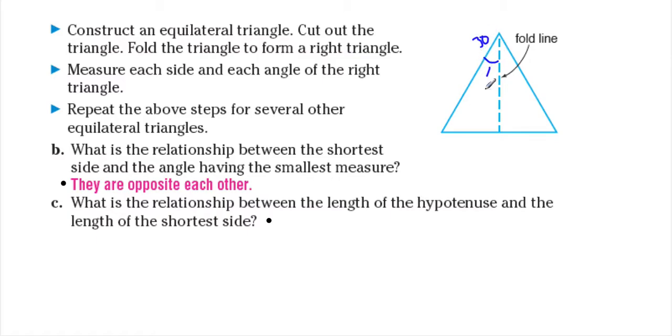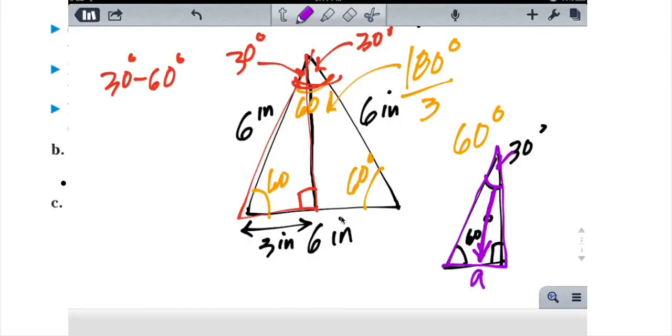Okay, and the relationship there is that they are opposite each other. Now the question is, what is the relationship between the length of the hypotenuse and the length of the shortest side? This is the length of our hypotenuse right here. Let me bring my triangle back.